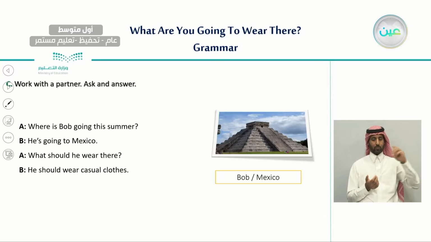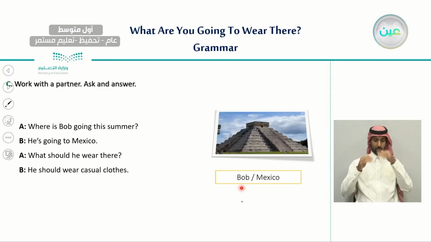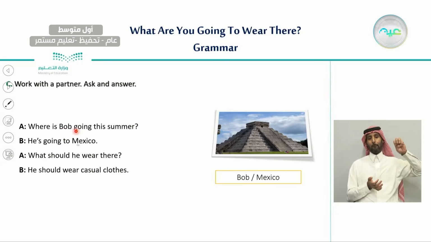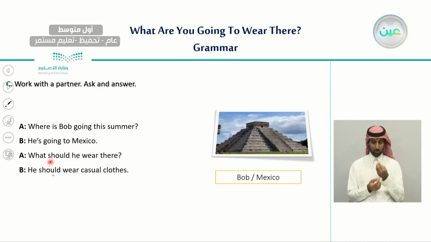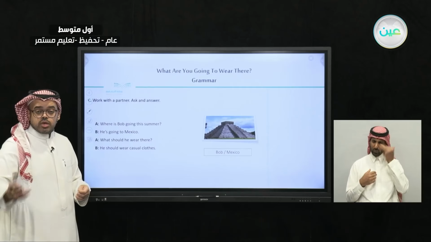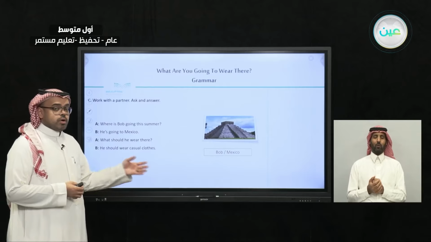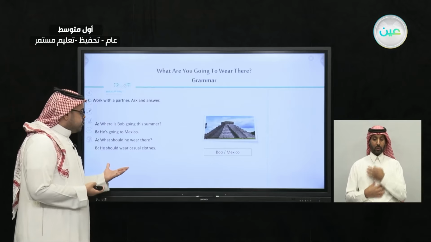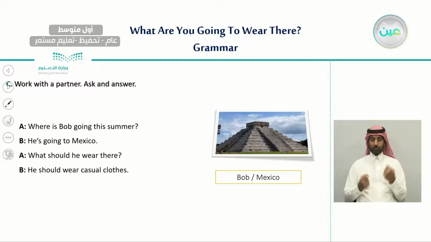And number two is Bob, and he is from Mexico. So where is Bob going this summer? He is going to Mexico. And what should he wear there? He should wear casual clothes. So this is only a sample, an example of the conversation you can make about Bob from Mexico. And the other person suggested that he should wear casual clothes. Why? Because usually in Mexico, it is hot weather.